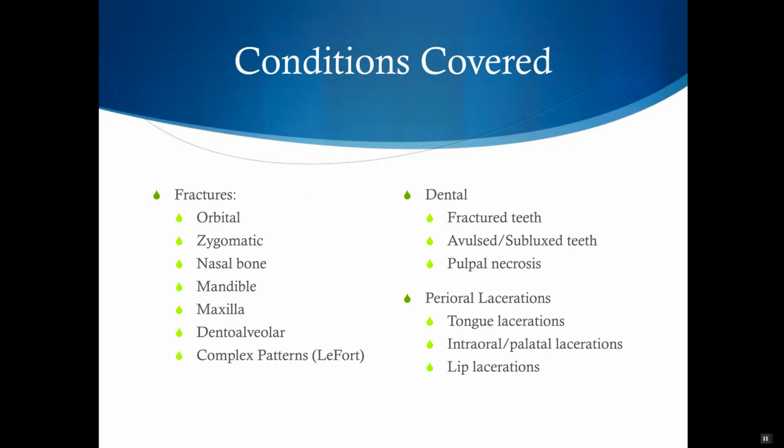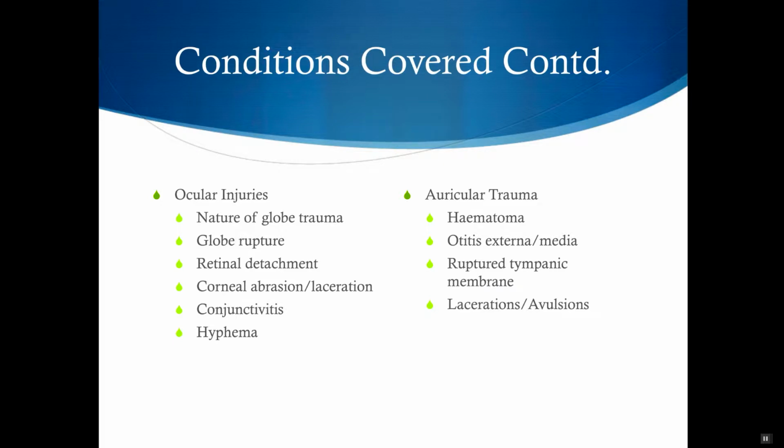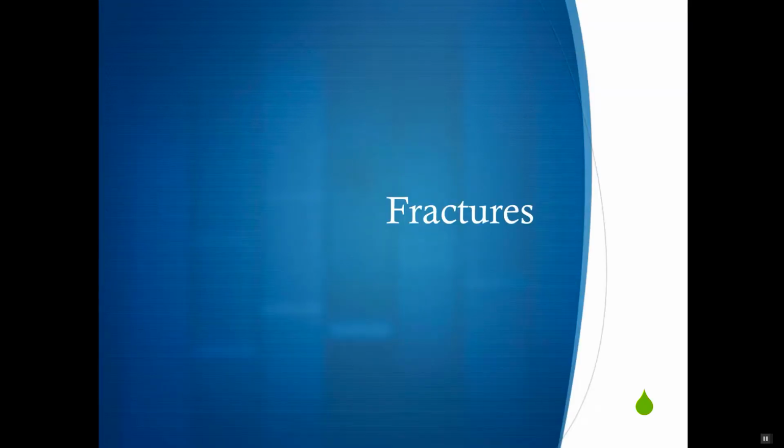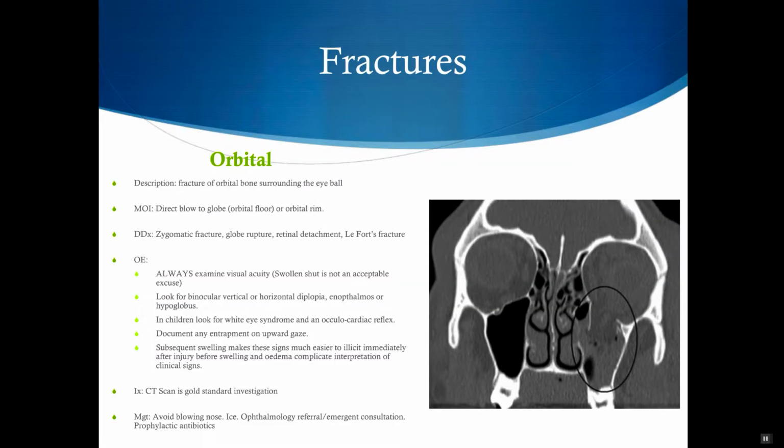He's broken down the talk into a number of different categories. It starts off with fractures of the face, followed by dental injuries, perioral lacerations, ocular injuries, and then trauma to the ear. From there, he goes inside the cranium and covers central nervous system, acquired and congenital injuries, as well as some miscellaneous conditions. So we're going to get right started, starting with fractures.